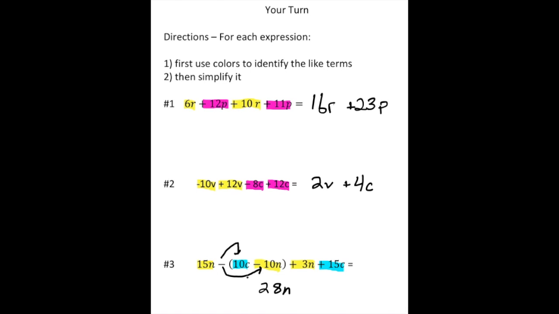Next, we're subtracting a 10c, so that's really a negative 10c plus positive 15c, which will give us a 5c. And there it is. How'd you do?